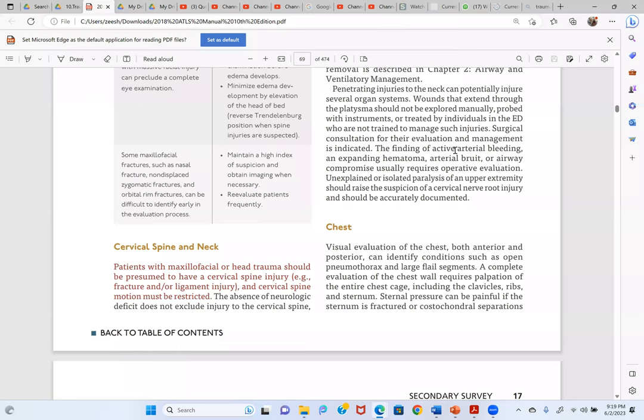So this is why it is important here, because not only will the patient be losing blood, if it is compressing, it will result in collapse of the airway as well. So this is an important thing.